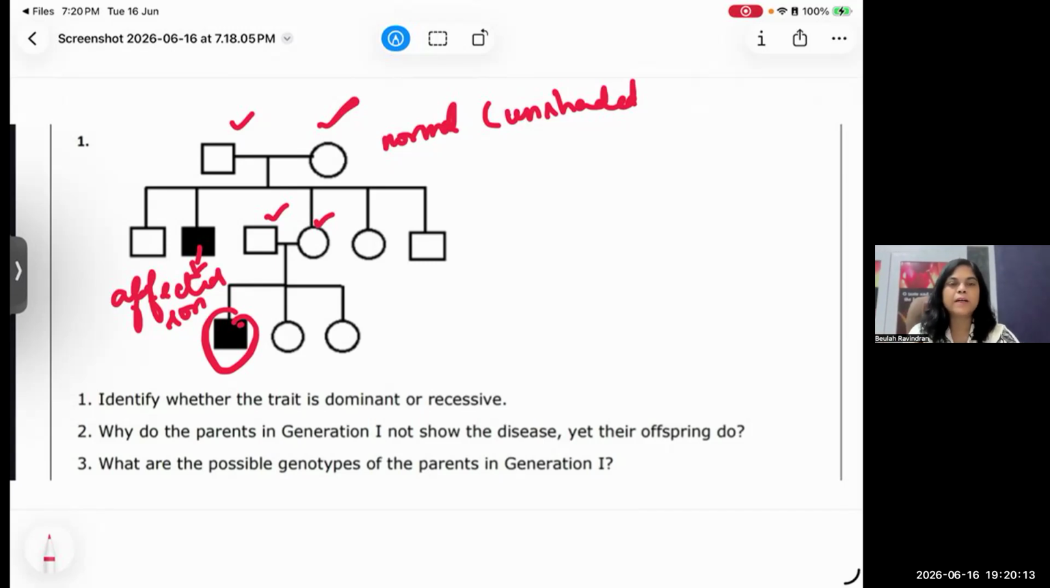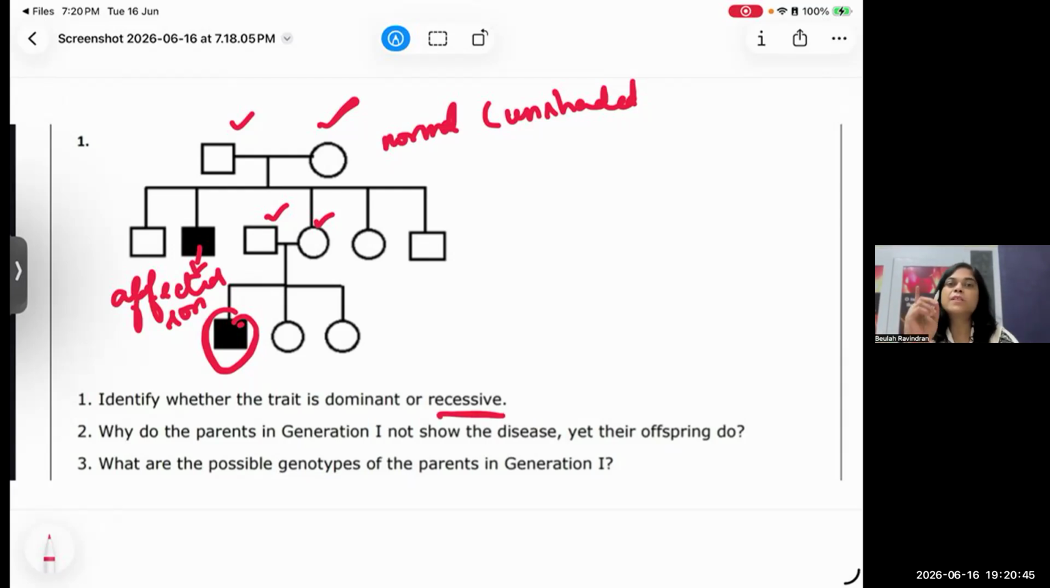So what is the first question? Identify whether the trait is dominant or recessive. What is my tip to you? Look for the generation skipping in both instances where the disease appears. It pops up out of nowhere from completely unaffected parents. So what is the rule I told you? Unaffected parents will give an affected child. So the answer is recessive.